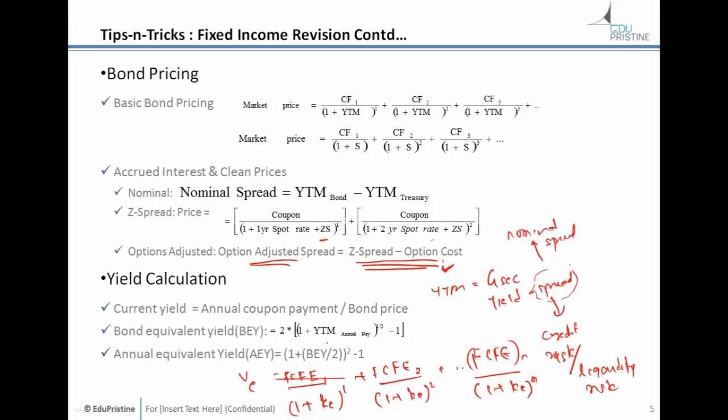Now one must have a very good understanding of the difference between the bond equivalent yield and the annual equivalent yield. Whatever is quoted typically is the bond equivalent yield, and one can calculate the bond equivalent yield from the annual equivalent yield using this formula. On the other hand, one can translate the bond equivalent yield into the annual equivalent yield using the second formula. This is the readjustment of this formula to arrive at the annual equivalent yield.